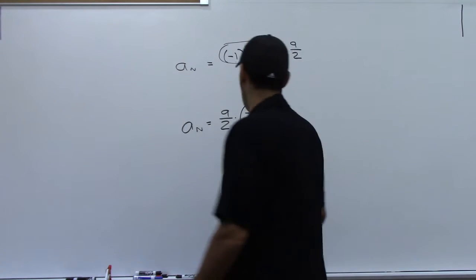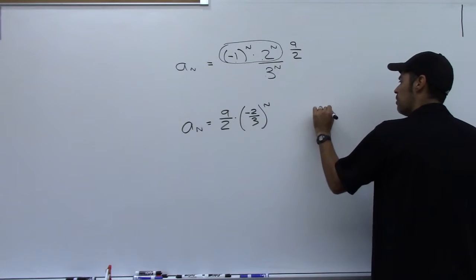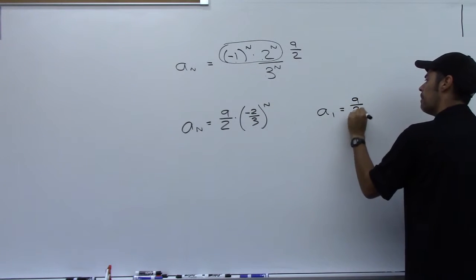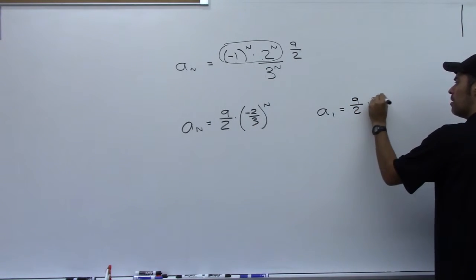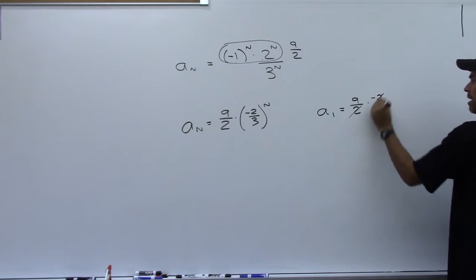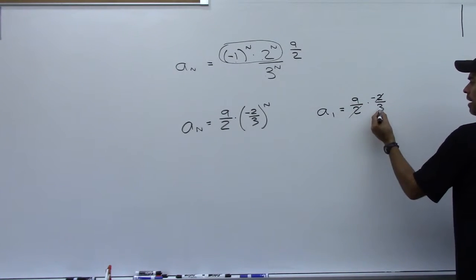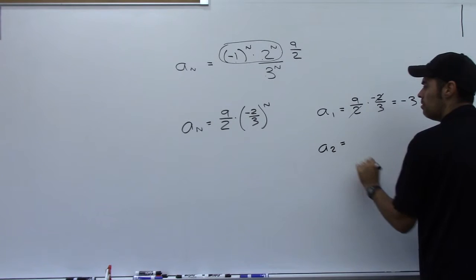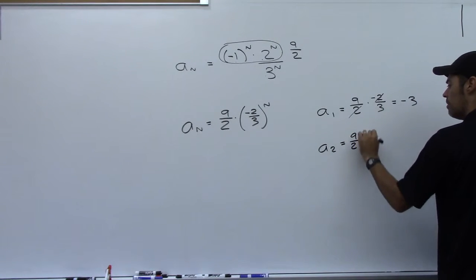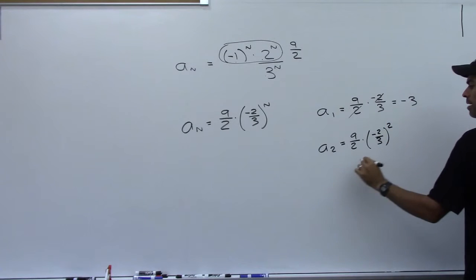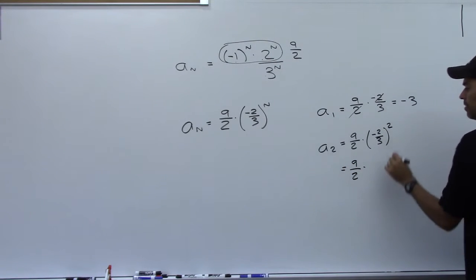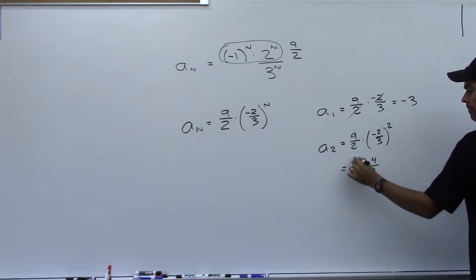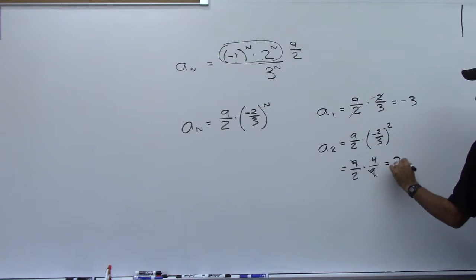Now, we can check it. Let's just, for this first one, I'll check it. A sub 1 equals, let's see, if we plug in 1 here, we get 9/2 times -2/3 to the first power is -2/3. These 2's cancel, and we get 9 divided by 3, which is 3, but then there is a negative there, so we get -3. Go a sub 2, then we get 9/2 times -2/3 squared. That's 9/2 times, if I square the top, I get 4, square the bottom, I get 9. These cancel, I get 4 over 2, which is 2.